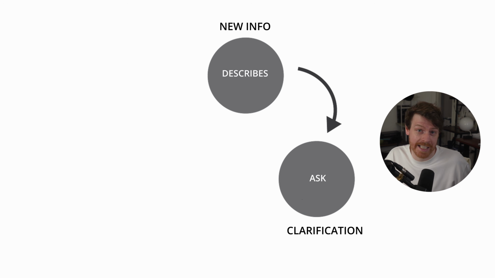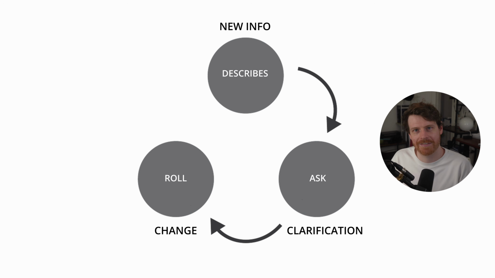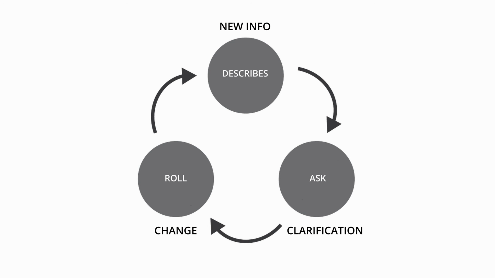D&D and role-playing games like it have a core gameplay loop, and this is heavily simplified, but it's: the DM describes a scene, the players ask the DM about the scene, the players roll to see if they accomplish something, they succeed or fail, and this changes the scene in some way, then repeat. The DM describes the scene.